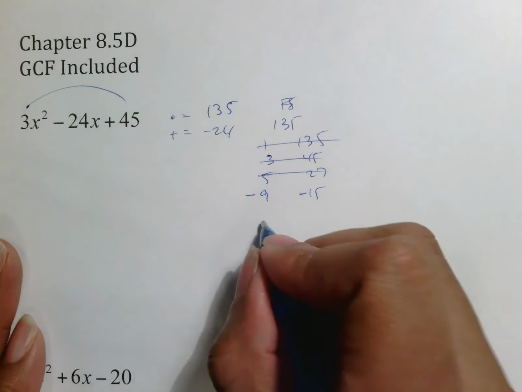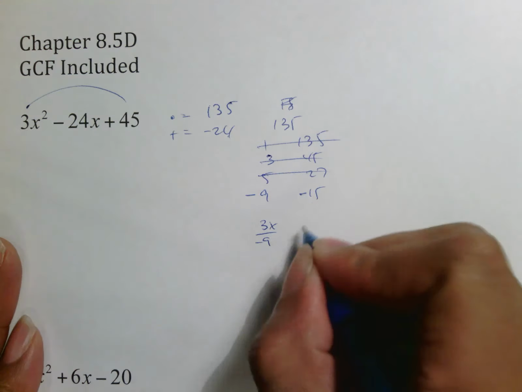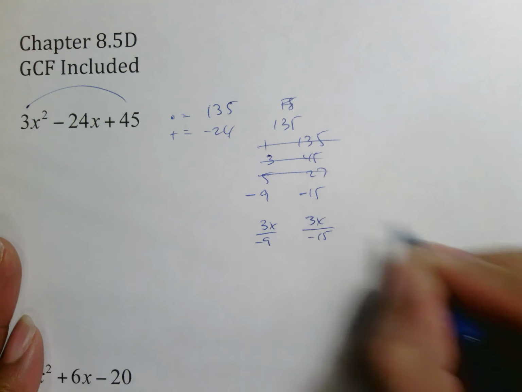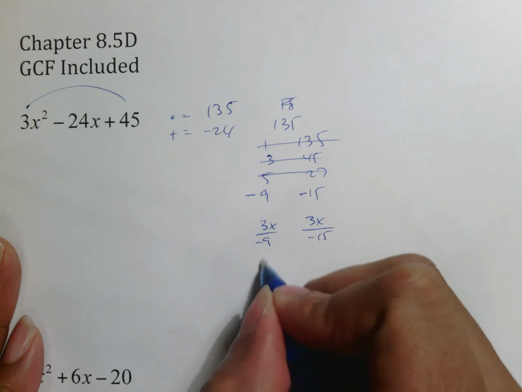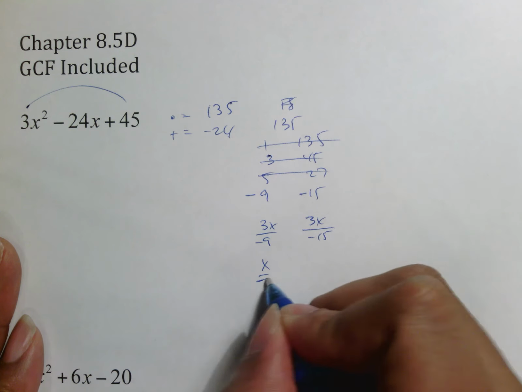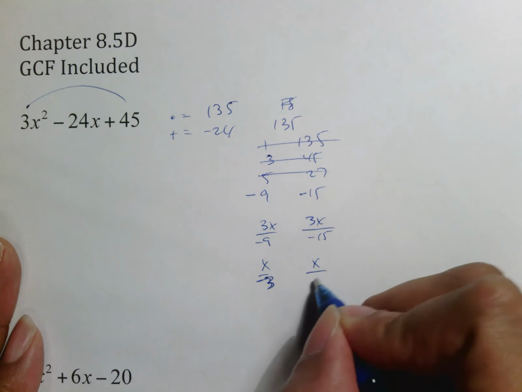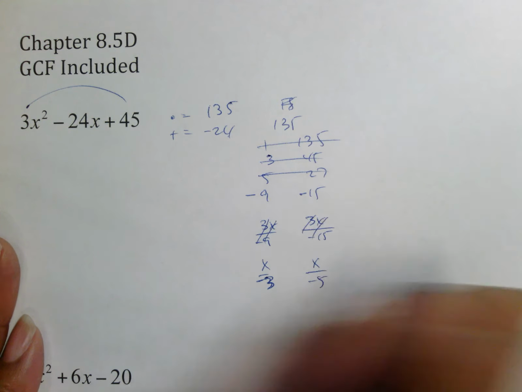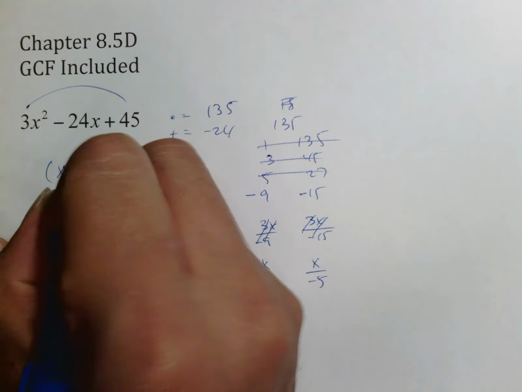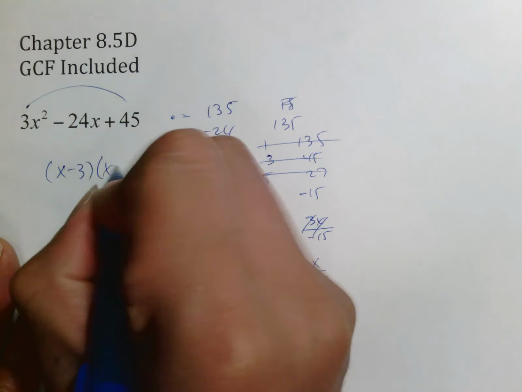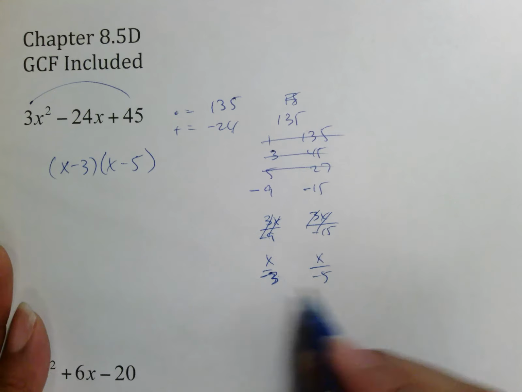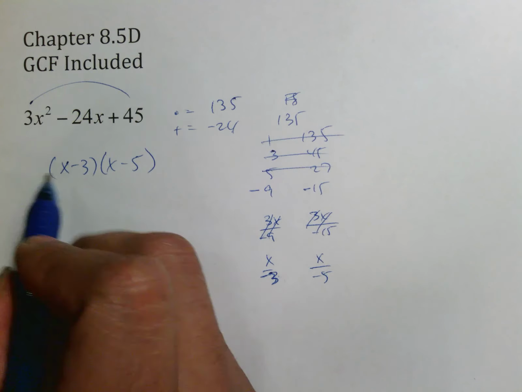Again, continuing this, putting 3x over negative 9 and 3x over negative 15, reducing these, this turns into x over negative 3, and this turns into x over negative 5. And when you put those into parentheses, x minus 3 times x minus 5, yes, that is what my answer tells me, but let's check the fronts and backs.